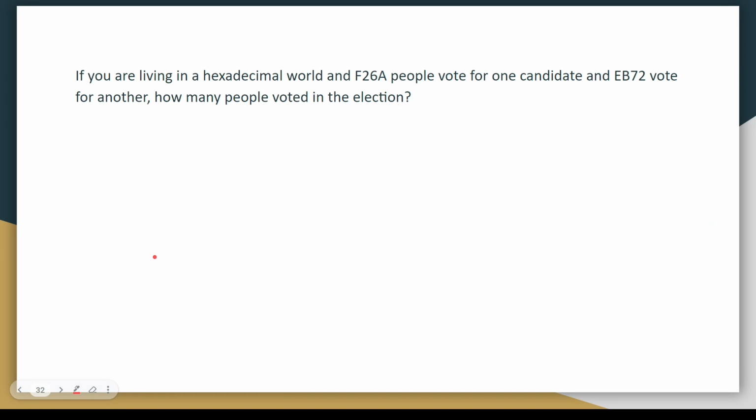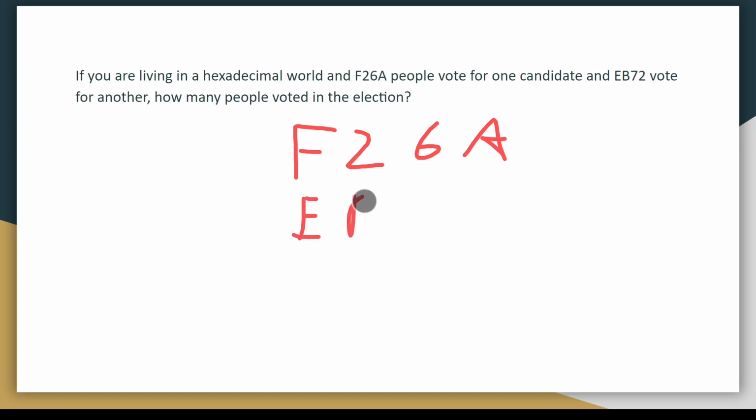So first one, if you're living in a hexadecimal world and F26A people vote for one candidate and EB72 vote for another, how many people voted in the election? That's a simple hexadecimal addition problem since it's asking us how many total people voted. So it'll be F26A plus EB72. We just have to figure out how many total people voted.